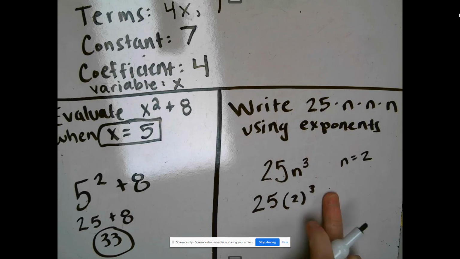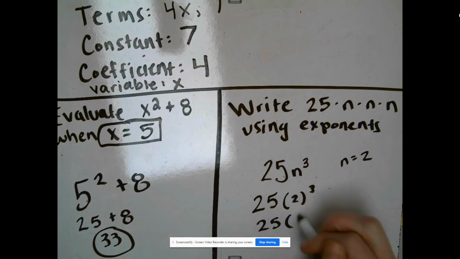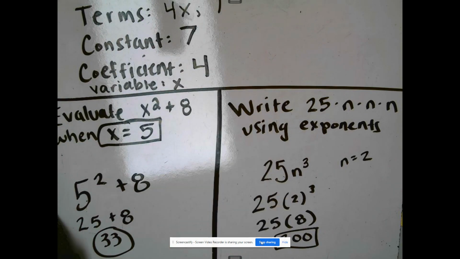Well, 2 to the third is 2 times 2 times 2. So 2 times 2 is 4. 4 times 2 is 8. So it would be 25 times 8 because, again, exponents come before multiplication. And we know that 25 times 8 would be 200. So there's just a quick review of 3 different things we've worked on. Now you're ready for the next slide.